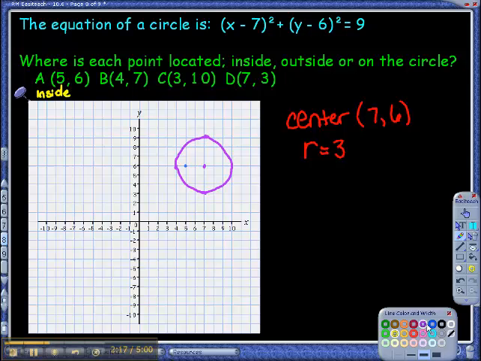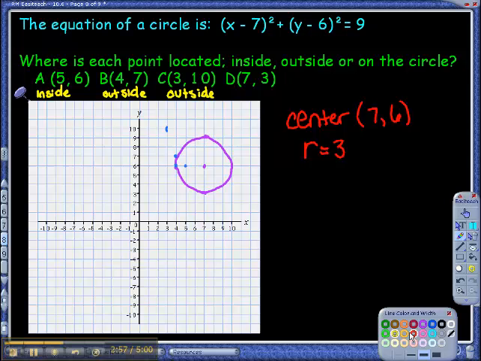If I take a look at the next point, it was 4 comma 7, so 4 up 7. I know that that point cannot be truly on the circle because this point was on the circle, so it should be curving in somewhere around there. So this point of 4 comma 7 should be outside. It's close, but it's outside the circle. Now, 3 comma 10. We shouldn't really have much guessing to do on that one. That is definitely outside the circle.